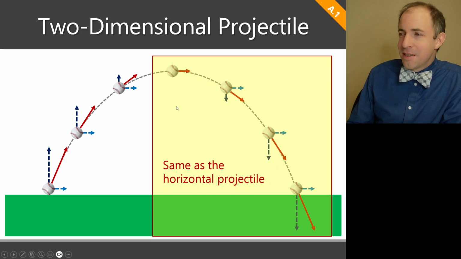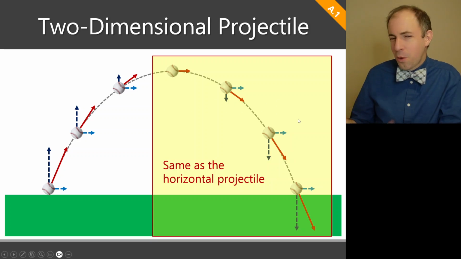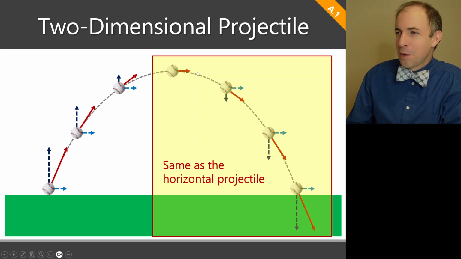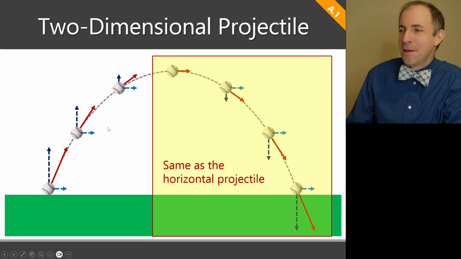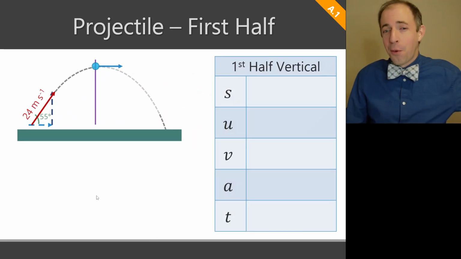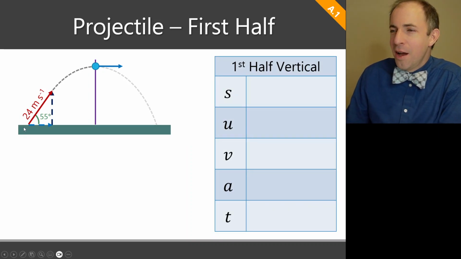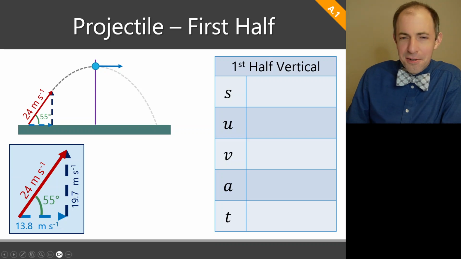Just to note that the second half of this is the same as a horizontal projectile. That's something that we saw in the last video, where something was launched perfectly horizontally. Now we're just going to look at the entire thing. It will eventually get to that same horizontal at the top, but we're going to start before that point. So let's look at the first half of a projectile with that same triangle that we saw earlier.